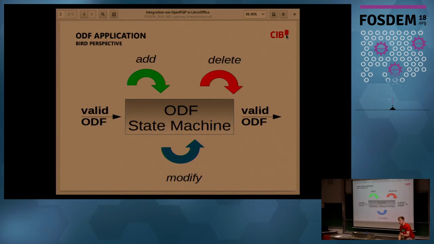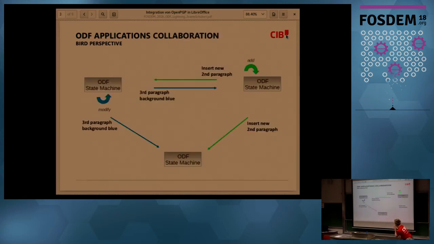The next thing is, when we have multiple of these state machines working together, we want to collaborate in a perfect sense, like we do with software. You can think of them not even as three LibreOffice versions or Microsoft LibreOffice, but as Git repositories. This one is inserting a new second paragraph, and the others are pulling these changes. This one is just modifying the third paragraph. And this one is doing nothing, just receiving the changes. This is our goal. We want to go in that direction.